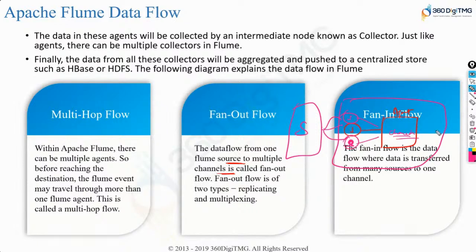It is buffering the data, storing the data temporarily, and aggregating, collecting the data. And then it pushes to the destination via sink. So fan out basically means from one source to multiple channels. Fan in means from multiple sources to one channel. Multi-hop means one agent to another agent. Within an agent, you might have multiple channels or multiple sources. So these are your three types of data flows that we have in Apache Flume.